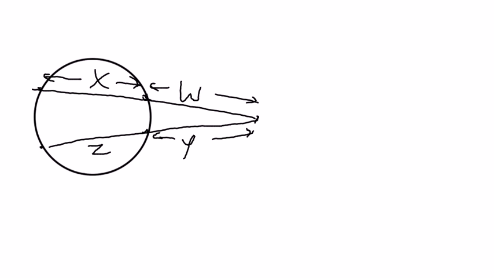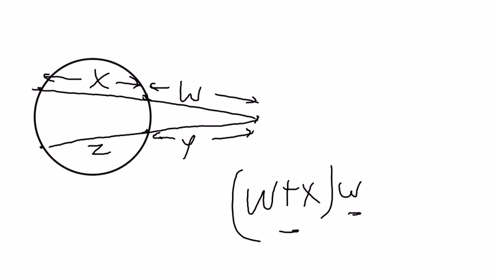We also can define a relationship here. W plus X times W. So the sum of the two times the outside segment is going to equal the same for the other. So it's the sum of the two times the outside segment. So you're going to see that.